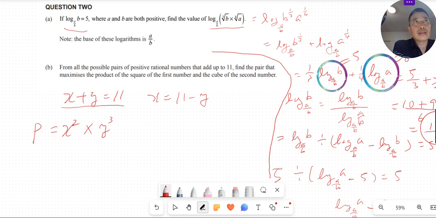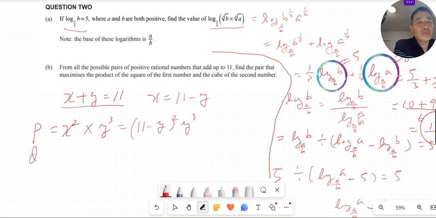You know why I didn't make y the subject, right? If I did, then I have to cube. It's much harder than squared, isn't it? So you plug 11 minus y into this. So 11 minus y squared times y cubed. Now it's one variable. So we can just do it as a product rule, isn't it? Straight, instead of expanding, we know product rule.